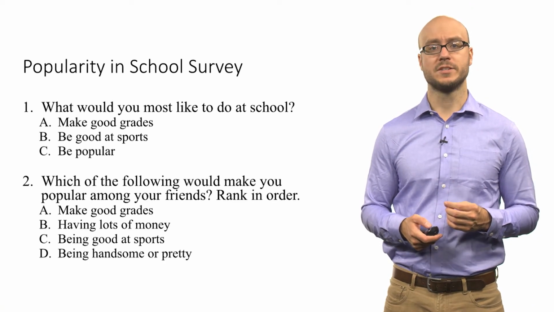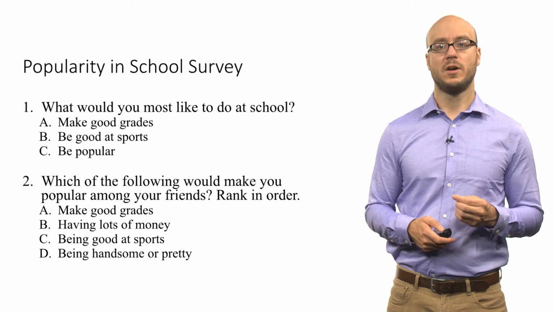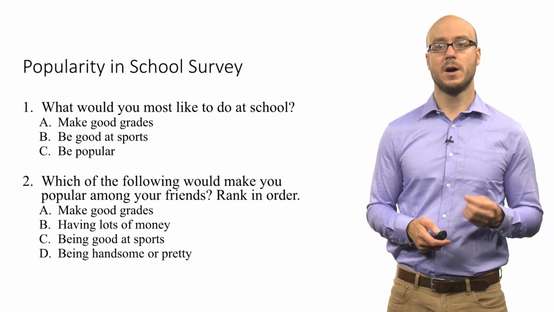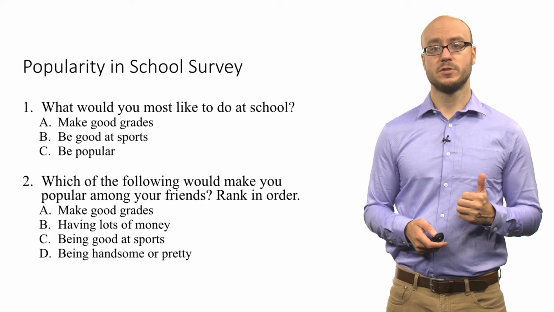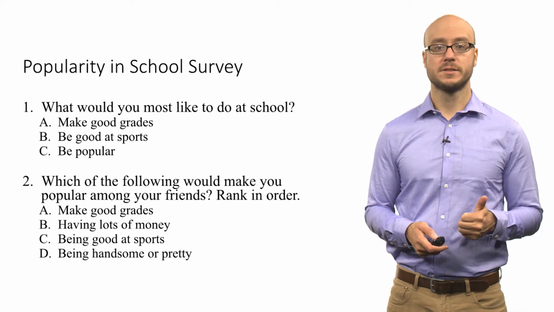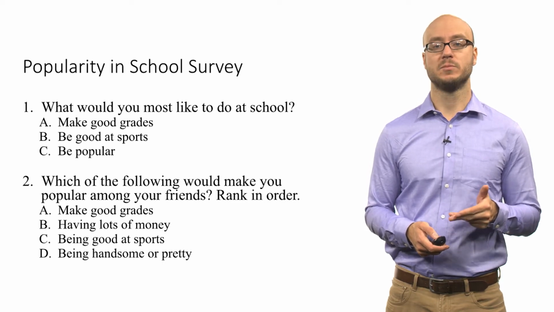The second question has to do with the conception of popularity. Which of the following would make you popular among your friends? The students are asked to rank in order making good grades, having lots of money, being good at sports, or being handsome or pretty. So the students are given those options and they have to say, okay, making good grades, I'd put number 1, then maybe being good at sports, I'd put as number 2. They're asked to rank these 4 options.